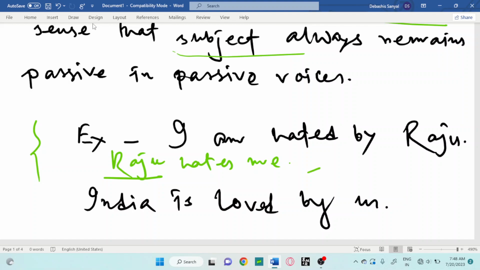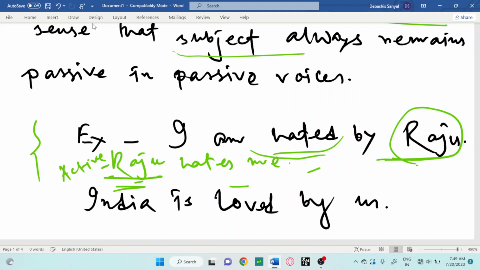In the first sentence, I am hated by Raju, I am the receiver of the action. But in Raju hates me, Raju is the doer. So that is active, and the first sentence is passive, as the subject is the receiver of the action.